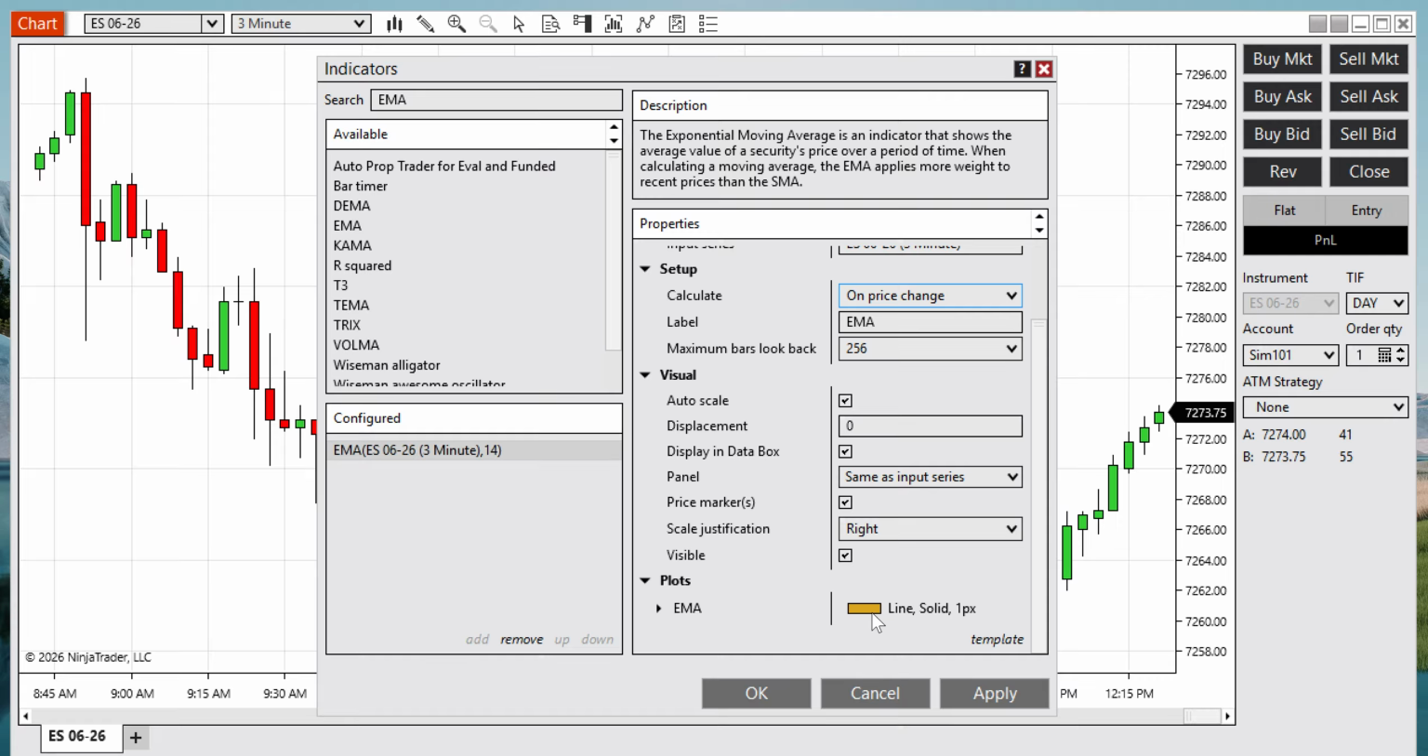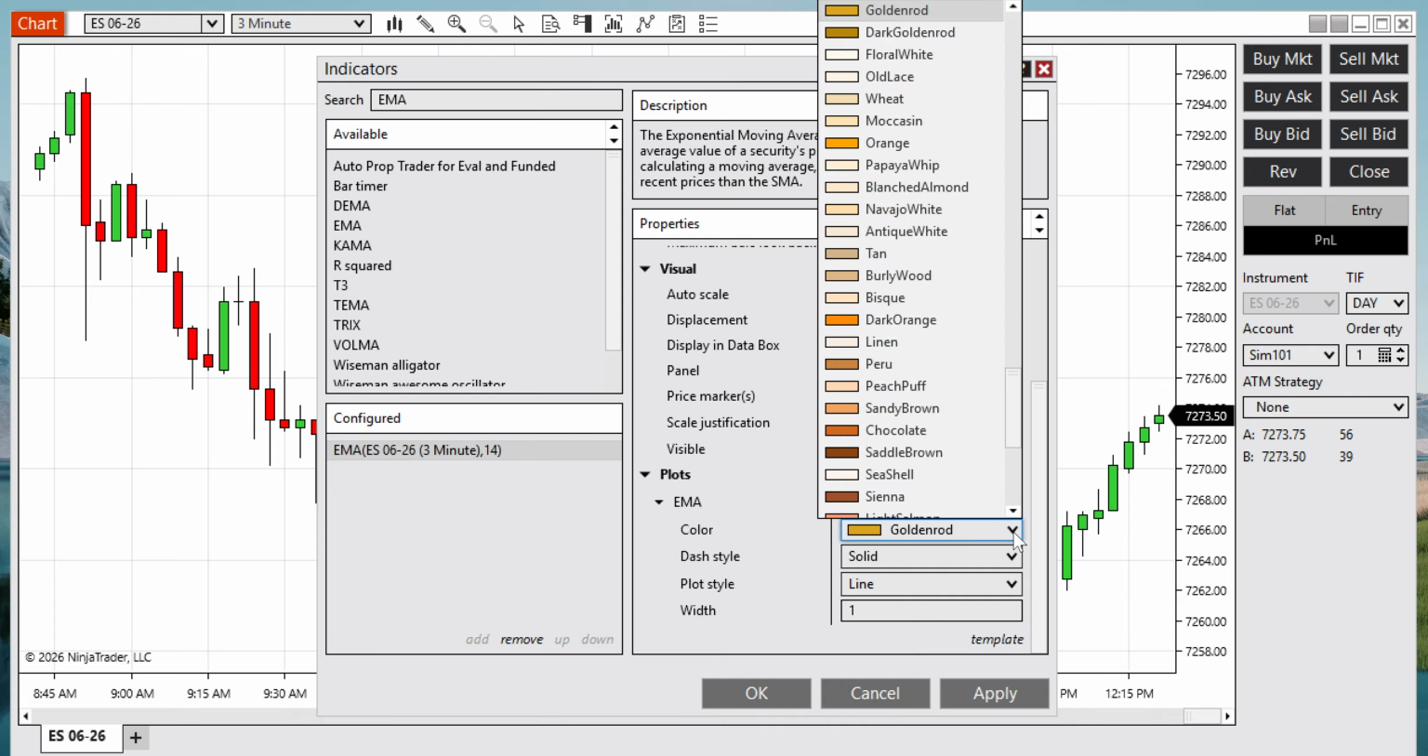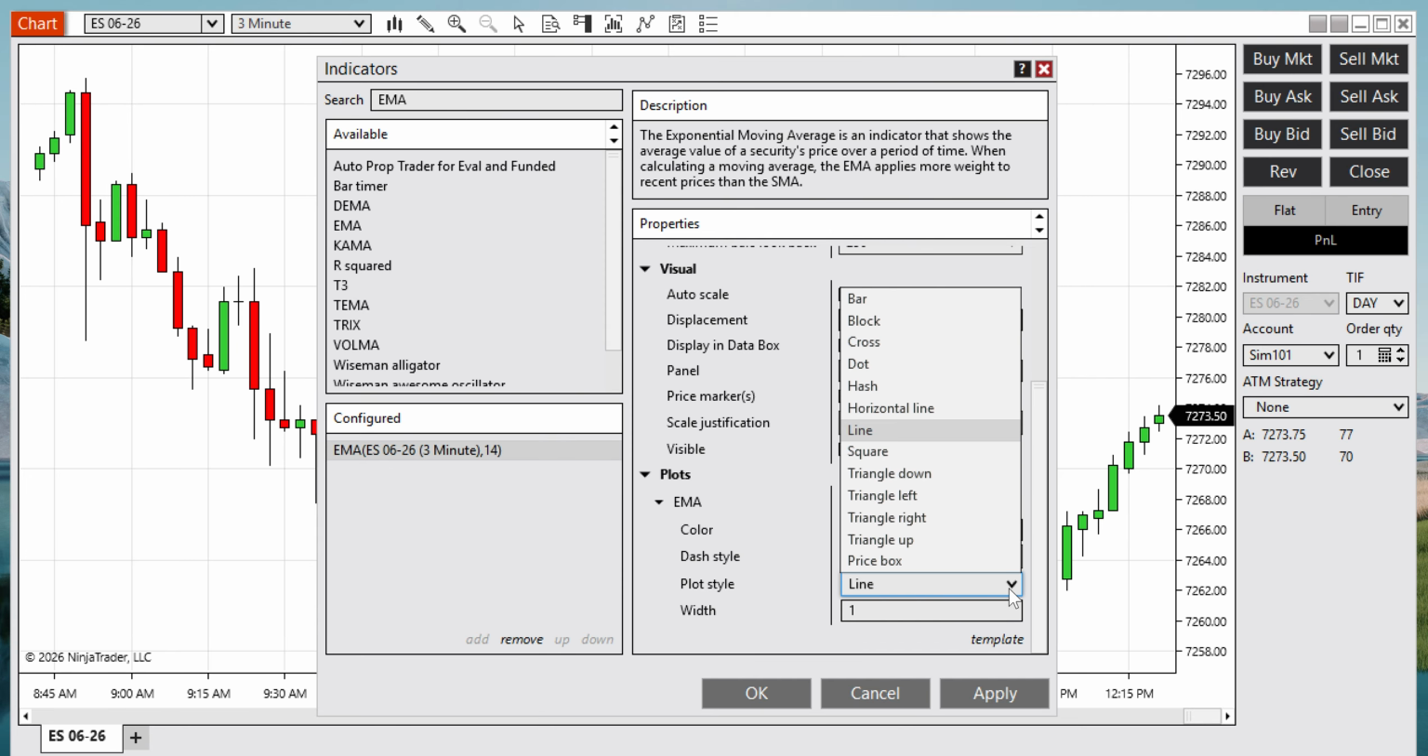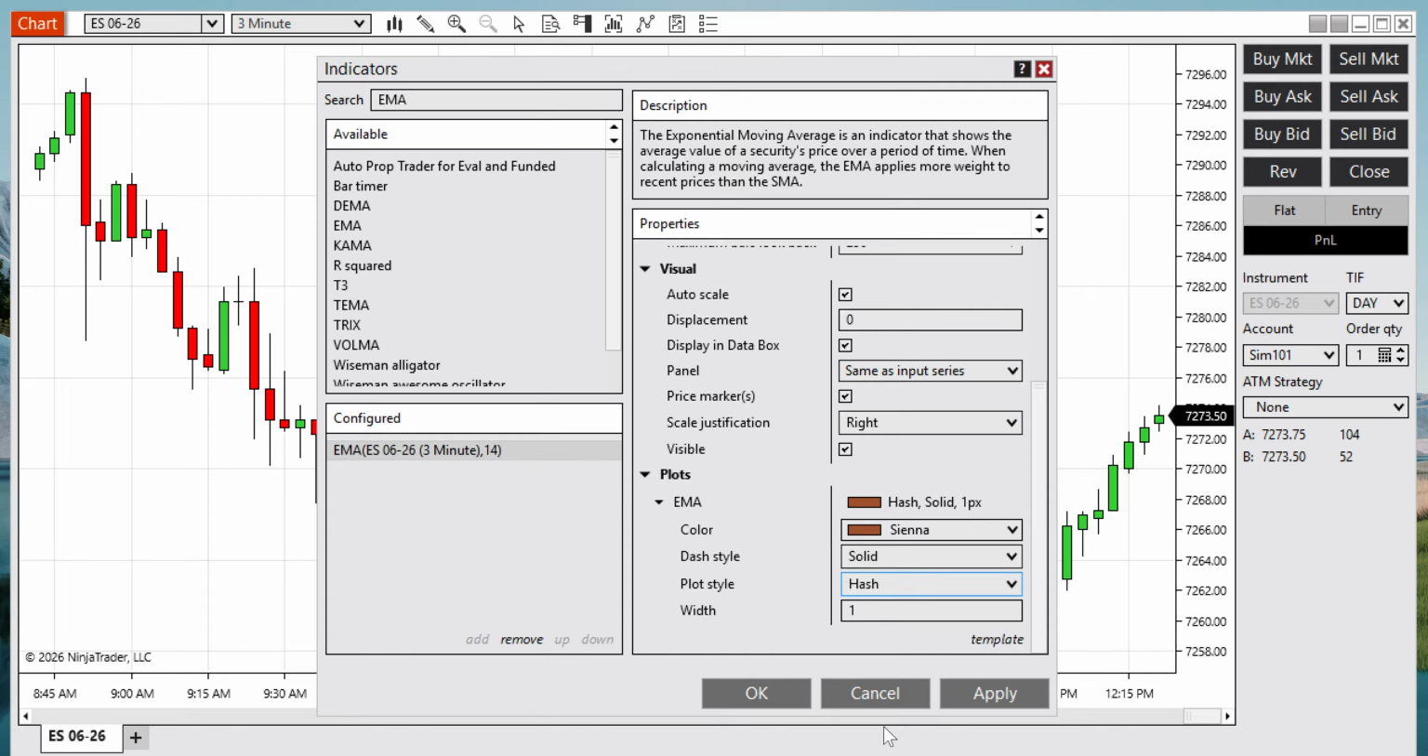How do you want the EMA to look? It's golden by default. You can select a different color if you want. So let's make it sienna color. Then a solid line, and you can also plot with dashes and dots. It kind of gives a different perspective. We'll make the width maybe 3. Okay, so this sienna color, right?